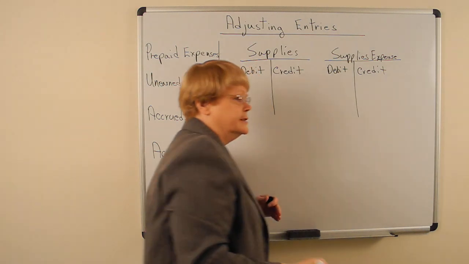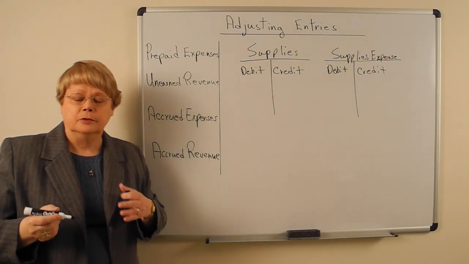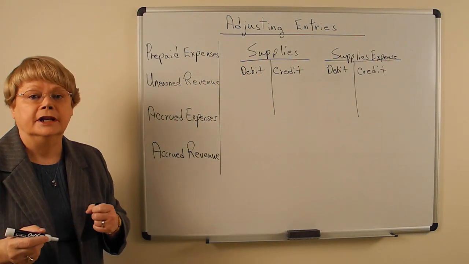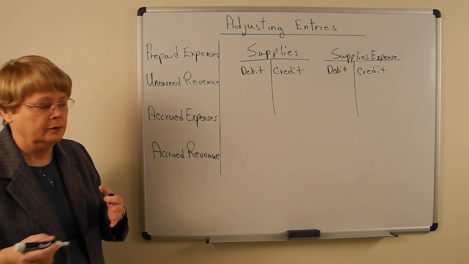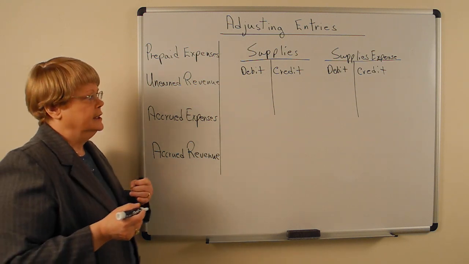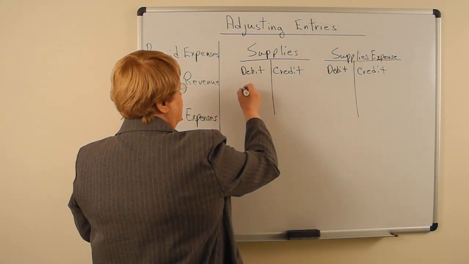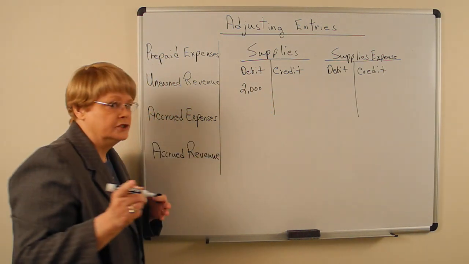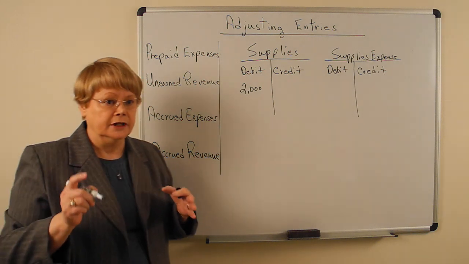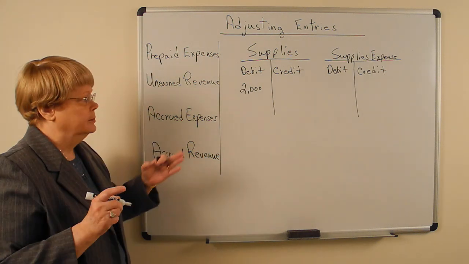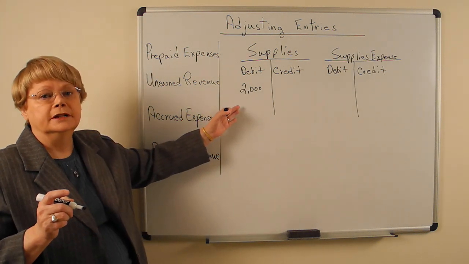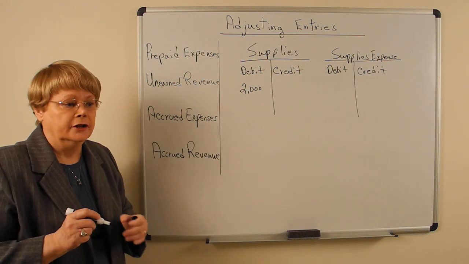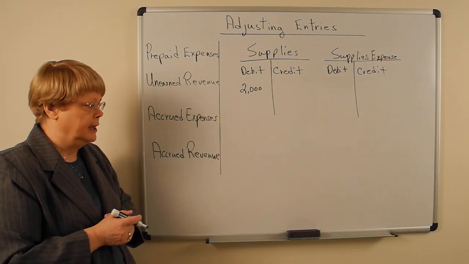As I said, when we purchase supplies, we're going to debit supplies and either credit cash or accounts payable, depending on how we purchase them. So let's say we purchased $2,000 in supplies. Now, that's not the adjusting entry. That is the original entry, and the original entry would have been a debit to supplies and a credit to cash or to accounts payable.